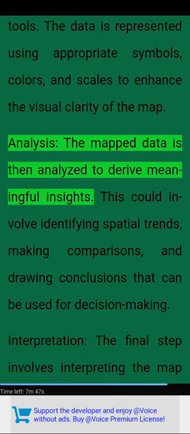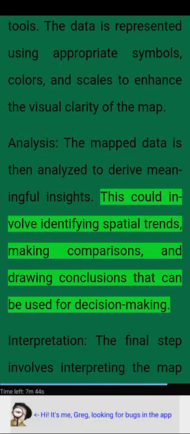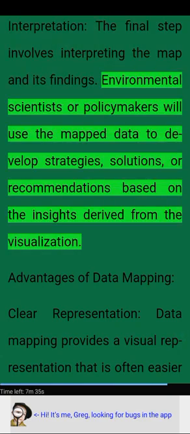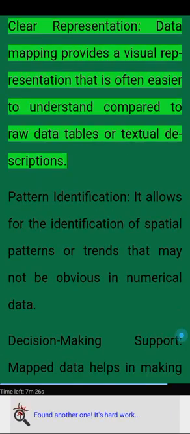Analysis. The mapped data is then analyzed to derive meaningful insights. This could involve identifying spatial trends, making comparisons, and drawing conclusions that can be used for decision-making. Interpretation. The final step involves interpreting the map and its findings. Environmental scientists or policymakers will use the mapped data to develop strategies, solutions, or recommendations based on the insights derived from the visualization.